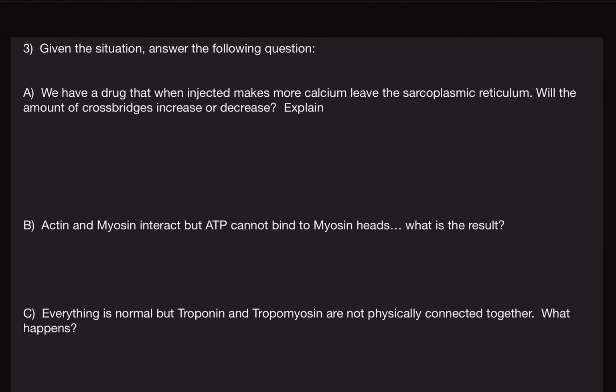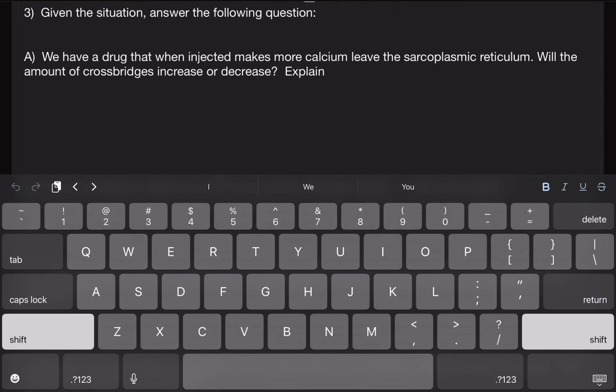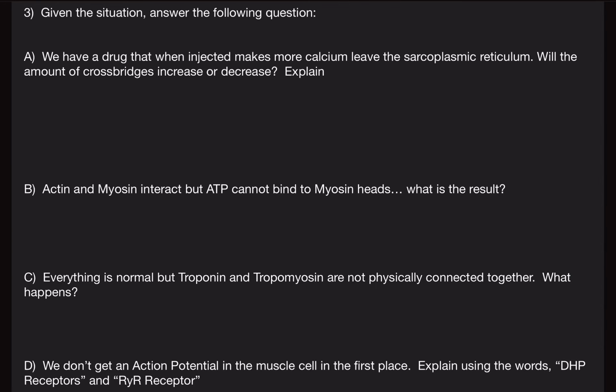Given the situation, answer the following questions. We have a drug that, when injected, makes more calcium leave the sarcoplasmic reticulum. Will the amount of cross bridges increase or decrease? Explain. The answer is increase.